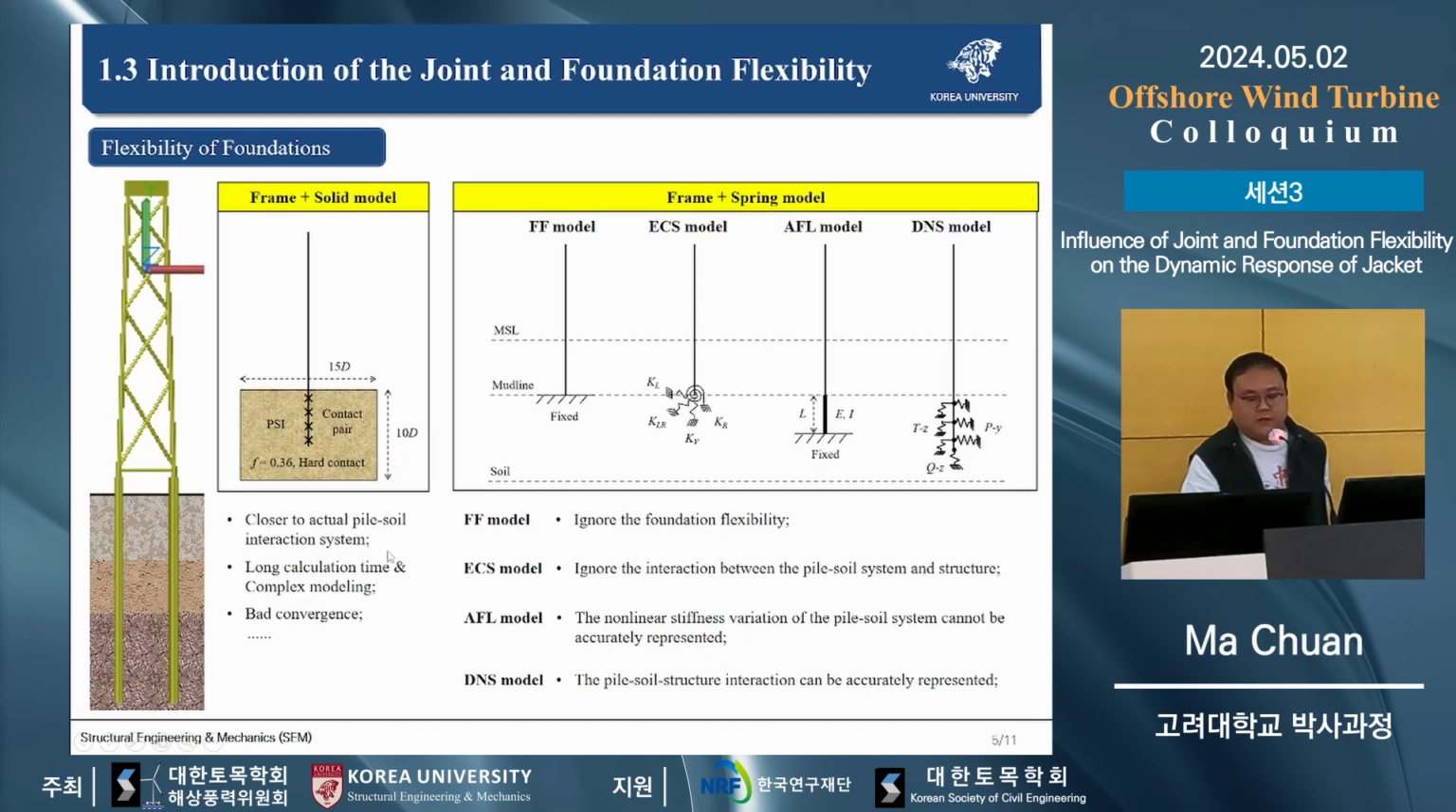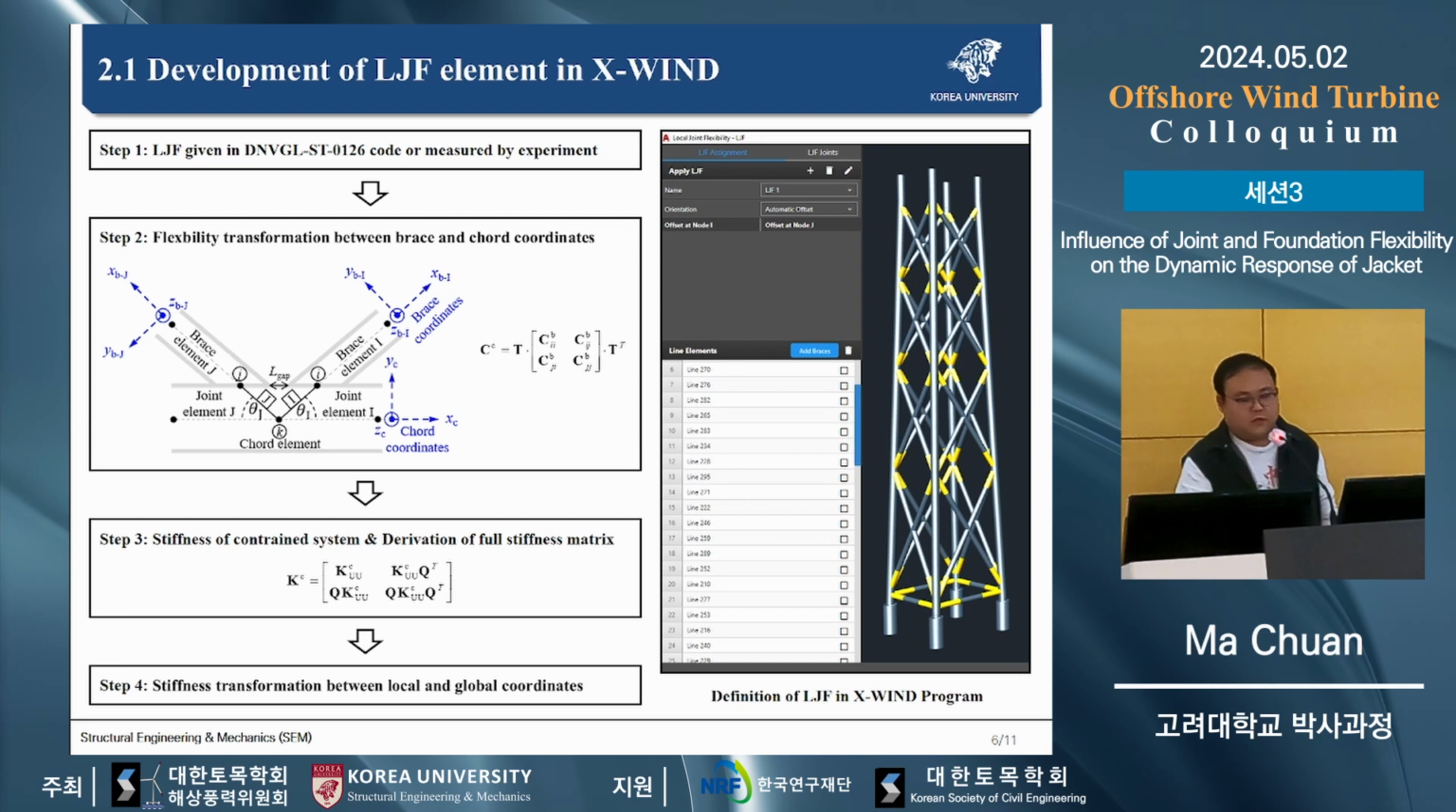Also, for the foundation flexibility, if we want to simulate the soil behavior, we have to use the solid model. But it will take a long calculation time. So most of the research just uses a fixed foundation or a simplified foundation model. Maybe use an equivalent coupled spring model or use a bigger stiffness foundation pile to represent the pile-soil system. But such assumptions or simplifications will cause numerical errors in the finite element analysis. So we developed the local joint flexibility element and the PSI model in the XWind program.